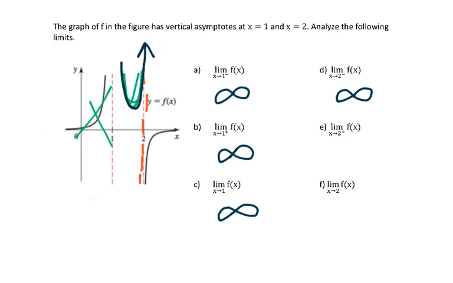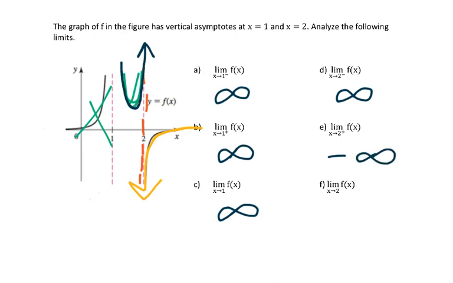I am now going to do the same thing for part E, but now it's saying that we're looking for the limit of f of x as x approaches 2 from the right hand side. So if I'm coming from the right, the closer and closer I get to x equals 2, notice the function is going down to negative infinity.